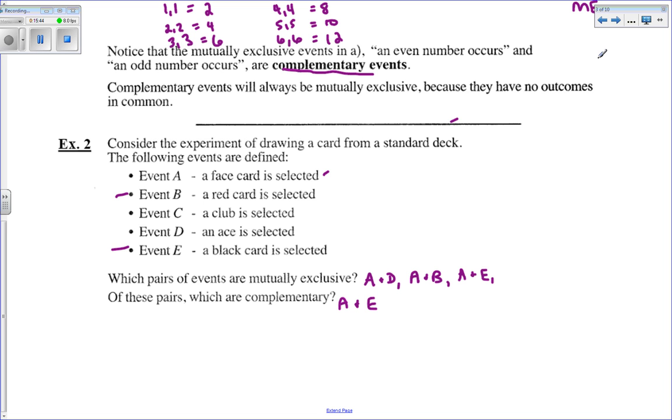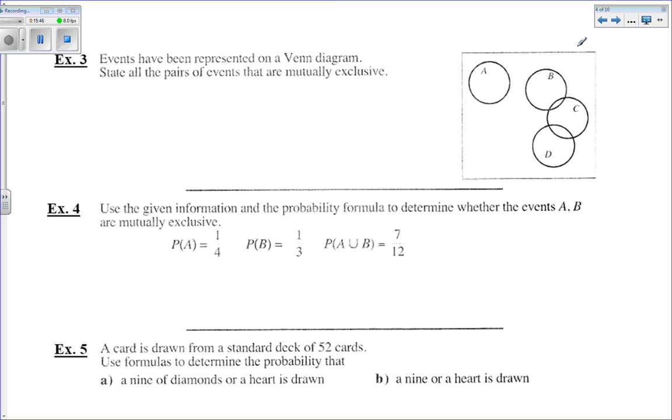And we'll look at yet another example of how we can represent events and determine whether they're mutually exclusive. So to be mutually exclusive, there needs to be no overlap. So A and B, B and D, A and C, A and E and D. And I think that's it, right? Because B and C aren't mutually exclusive, and C and D aren't mutually exclusive.